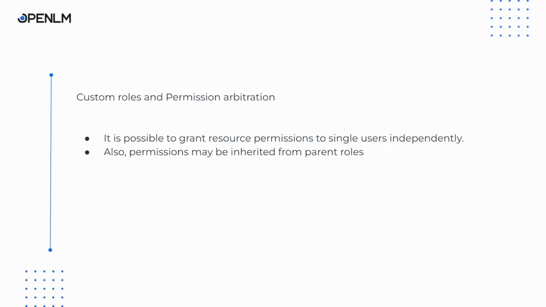Okay, now we've seen the differences between custom-made roles and basic standard OpenLM roles. Let's talk about the permission arbitration, because there might be a conflict between these two. It is possible to grant a resource permission to single users independently. Also, permissions may be inherited from parent roles. If one method grants permission and the other denies it, this is a mismatch condition. In this case, an arbitration procedure is executed.